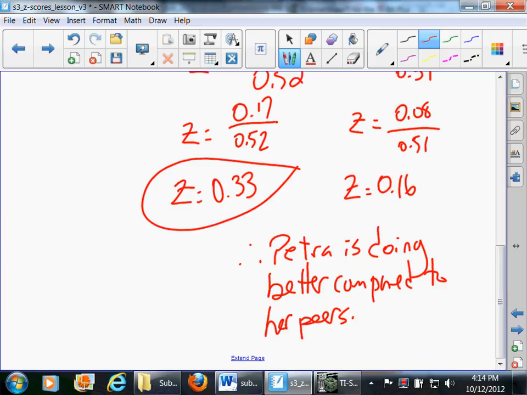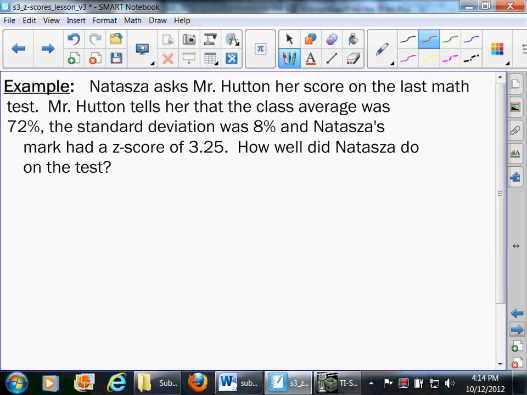Now, next example. Natasha asks Mr. Hutton her score on the last math test. Mr. Hutton tells her the class average was 72%, standard deviation was 8%, and Natasha's mark had a z-score of 3.25. How well did Natasha do on the test? So we're going to look at the formula here. Z equals x minus mu over sigma.